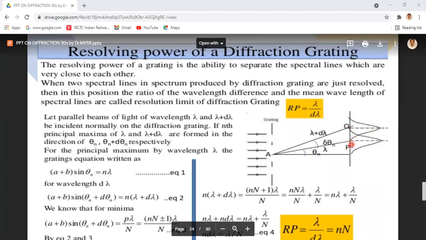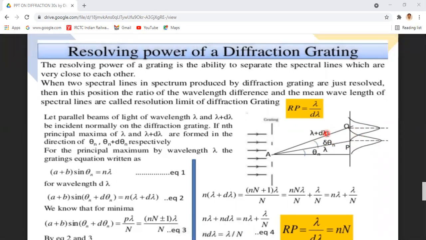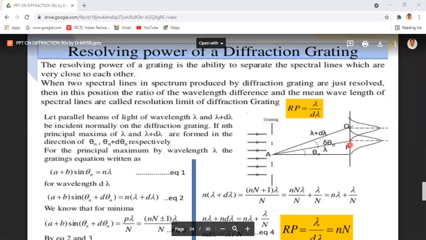According to the definition of resolving power of a given instrument, we have to recollect the previous definition, that is Rayleigh's criterion. Already in our last class we defined it. According to Rayleigh's criterion, two spectral lines are said to be resolved when the central maximum of one wavelength lambda coincides with the first minimum of lambda plus d lambda.